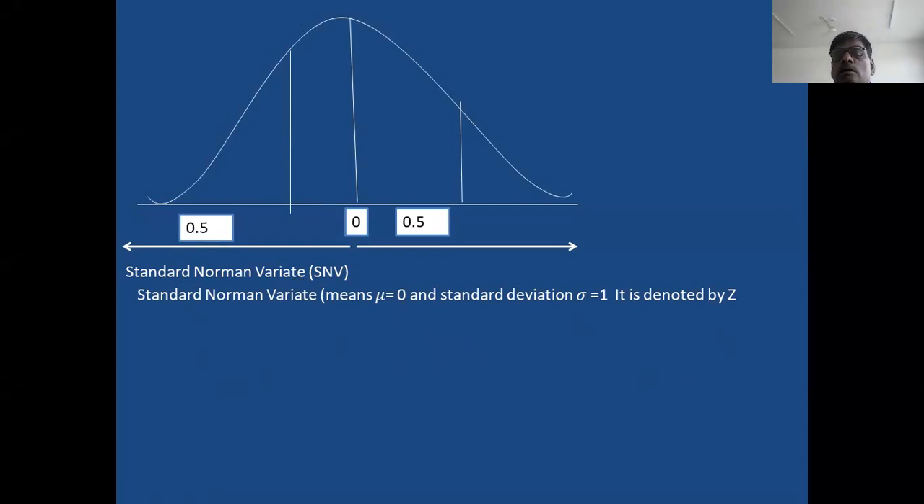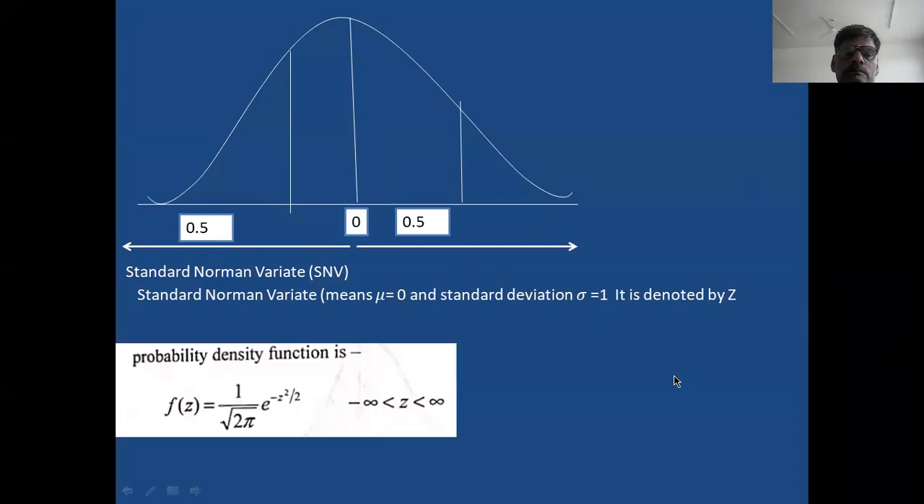Standard normal variate is a normal distribution where the mean is equal to 0. If the mean value is 0 and the standard deviation is 1, the distribution is called standard normal variate. Standard normal variate is the distribution where mean is 0 and standard deviation is 1, and it is denoted by Z.